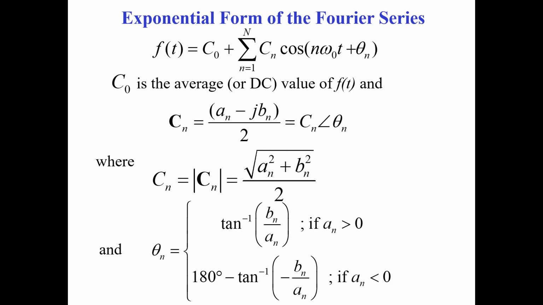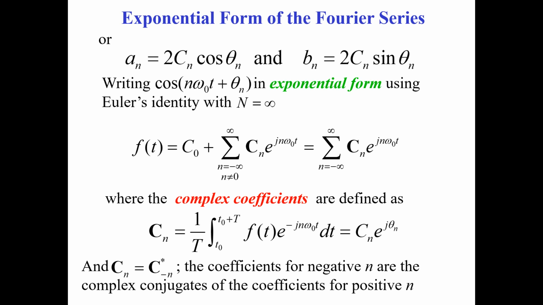Maybe you didn't see these formulas before, or you have seen them in some other form. But if you carefully examine your previous knowledge and this knowledge, these are the same. An and Bn, you can see, are 2Cn cos theta n and 2Cn sin theta n. Writing cos of n omega naught t plus theta n in exponential form using the Euler identity. You already know the Euler identity, and you can write it in that form very easily.